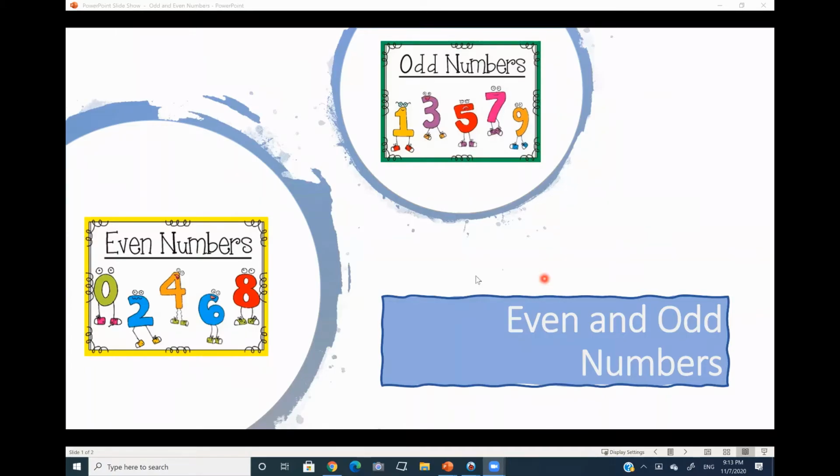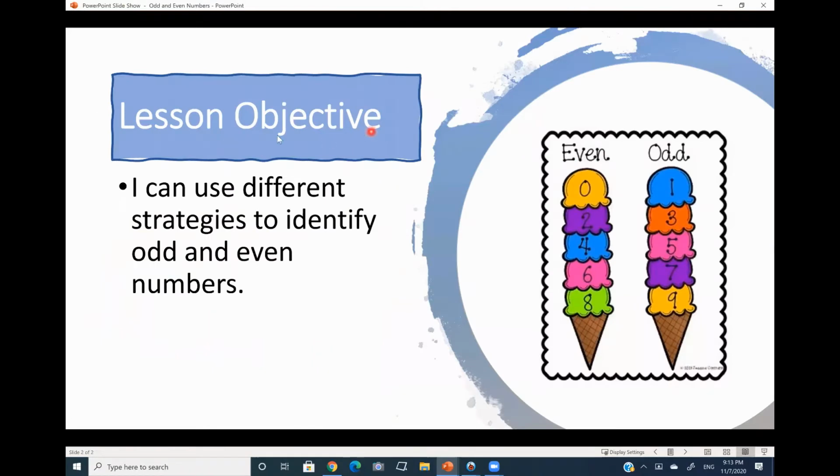Today we're going to study even and odd numbers. The lesson objective for today is I can use different strategies to identify odd and even numbers.